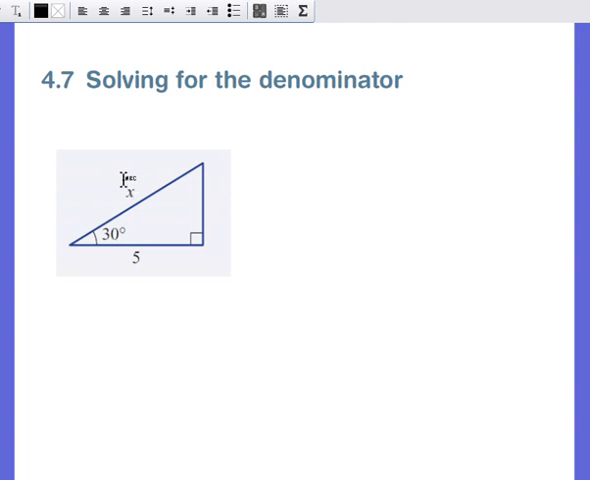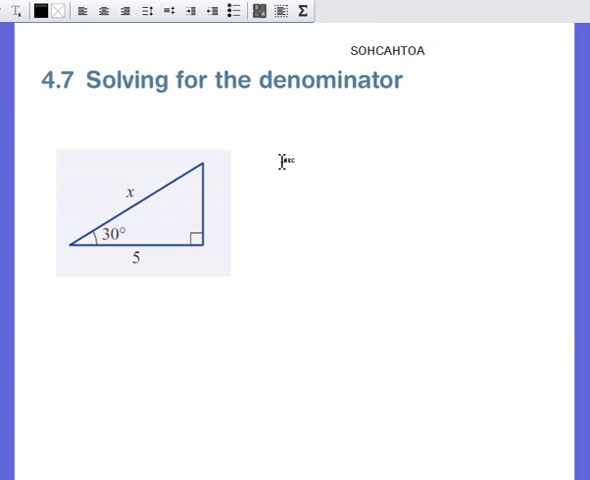But if we want to find out what x is, we have to use a trig ratio that uses both of the sides, the side that we know and the side that we're interested in. So the side that we know is the adjacent, and the side that we're interested in is the hypotenuse. So I have to choose a trig ratio that has the adjacent and the hypotenuse in it. So remembering our SOHCAHTOA, the trig ratio with the adjacent and the hypotenuse is cos.